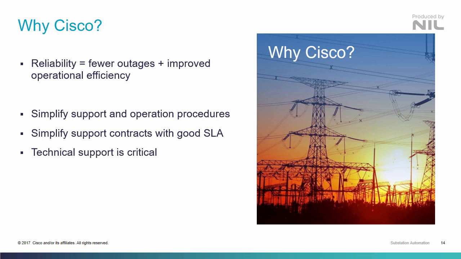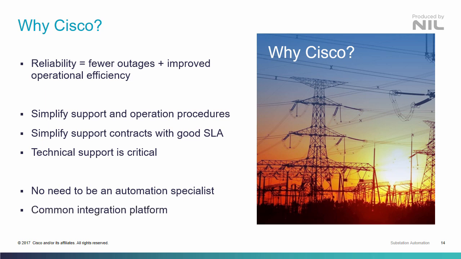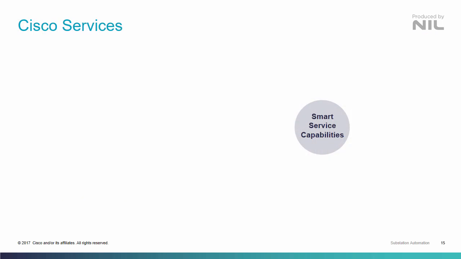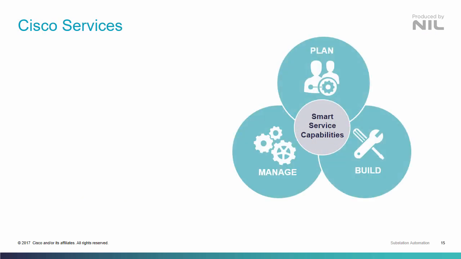Technical support is also critical with the follow the sun model. You do not have to be an automation specialist to gain all the benefits because common integration platform is used for easy interoperability with other systems. Cisco professionals lead the customer through the plan, build, and manage phases. This approach improves the overall service delivery and provides smart service capabilities.